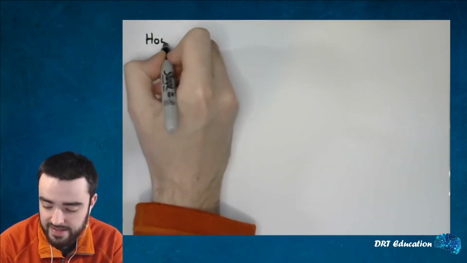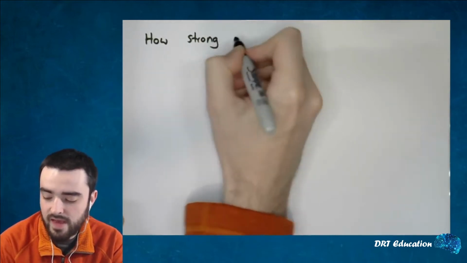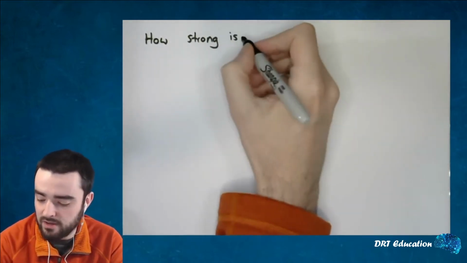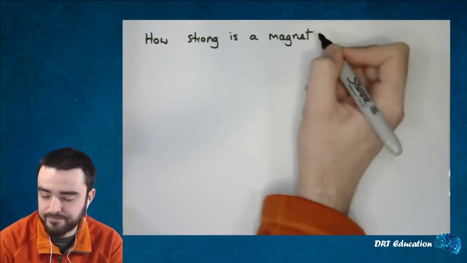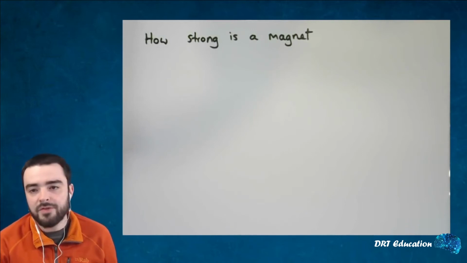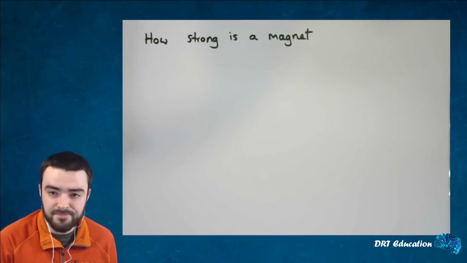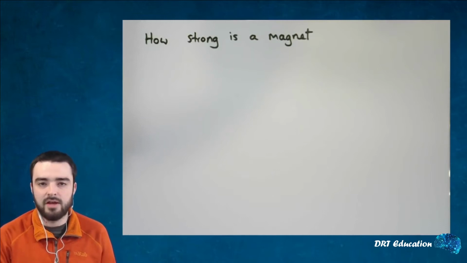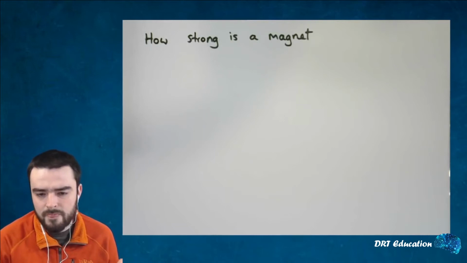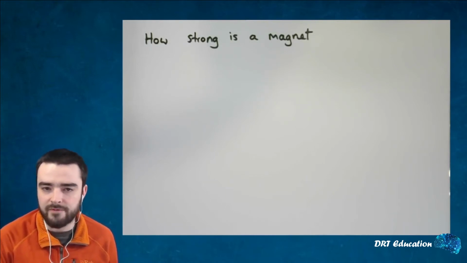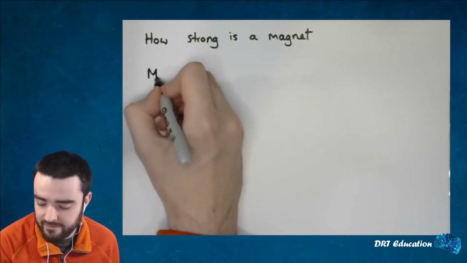Okay, right, let's have a look at this. So one of the things we need to consider is how strong is a magnet? And more importantly, how can we tell how strong a magnet is? Well, if we were thinking about the field lines, if they were closer together, then we had a stronger magnetic field. Now, a more technical way of talking about field lines is to talk about magnetic flux.